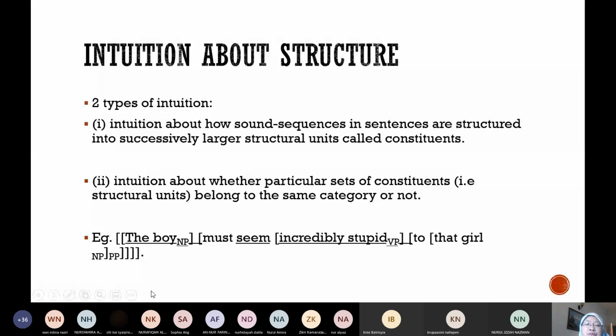So one strategy is, as I showed you just now, we go from one word to the other. The boy. Does it go together? Yes. Boy must. Go together? No. Okay, so that means the boy is one constituent, and then must is with other things, another constituent. All right.